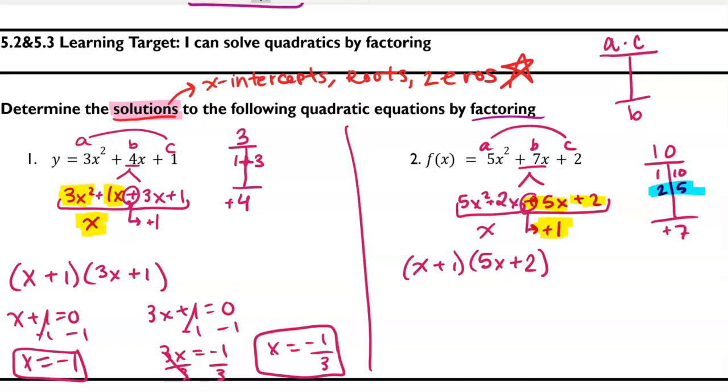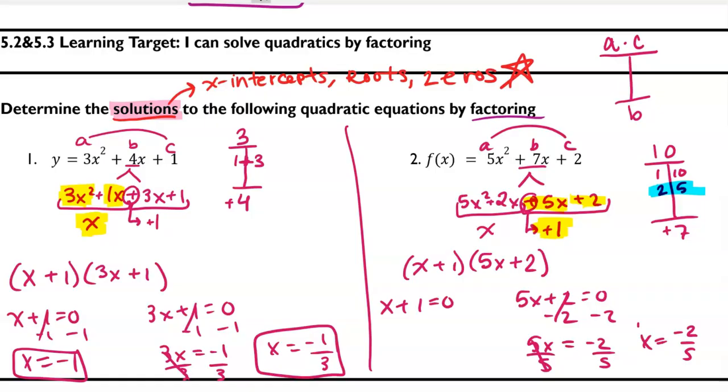is 2. Now we can set both parentheses equal to 0 and solve. All right, so our two solutions, x-intercepts or roots, are -1 and -2 over 5.